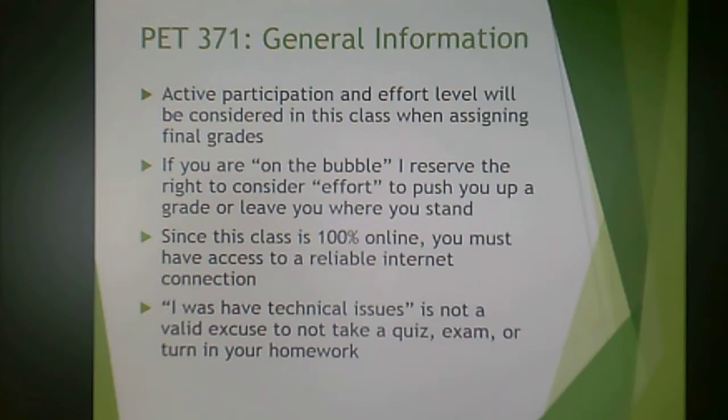So, another thing to point out, this class is 100% online, including the lab. So you must have access to a reliable internet connection for the entire term of this course. So, starting on June 3rd for 8 weeks, make sure you have access to a reliable internet connection. If you do not, please understand, this is your notice. I am not accepting "I was having technical issues," because that usually means that you waited until the very last second to do a quiz, an exam, or turn in your homework, and Murphy's Law kicked in, and your internet connection was poor.